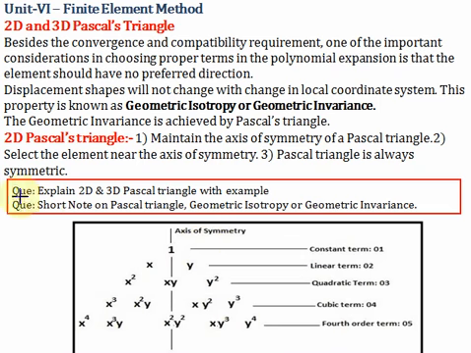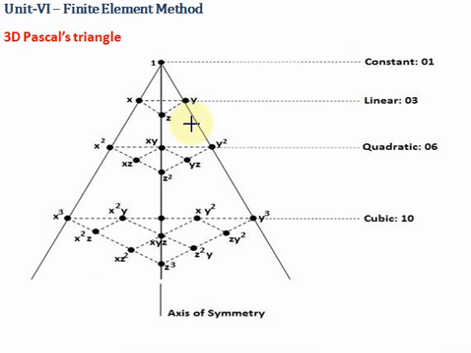In exam the question will be: explain the 2D and 3D Pascal triangle with example. A second question may be: write a short note on Pascal triangle, geometric isotropy or geometric invariance. Now this is the 3-dimensional Pascal triangle. Constant term, then in linear terms, in 2D there were 2 terms, here there are 3 terms. Next is quadratic, there are 6 terms, and in cubic there are 10 terms.